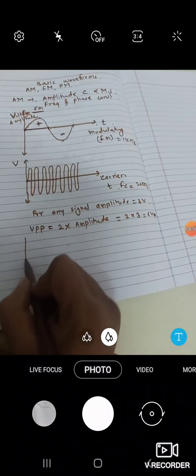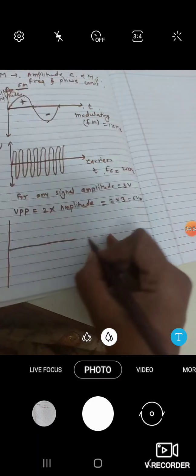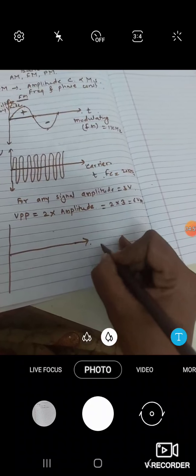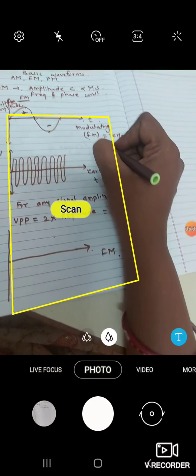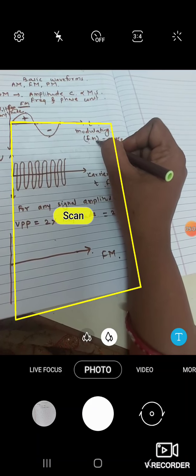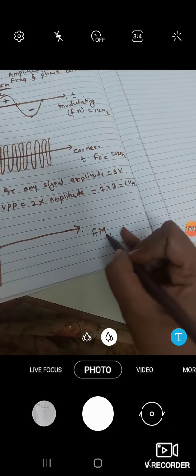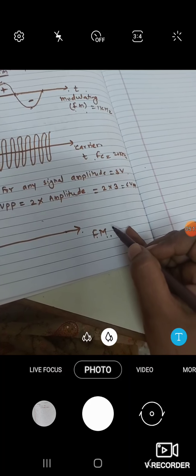Now we will draw the waveform for the FM signal. Now you understand the difference between this capital FM signal and the small fm written here. So this small fm represents the frequency of the modulating signal, whereas this capital FM represents frequency modulation, that is, it represents the frequency modulation waveform.